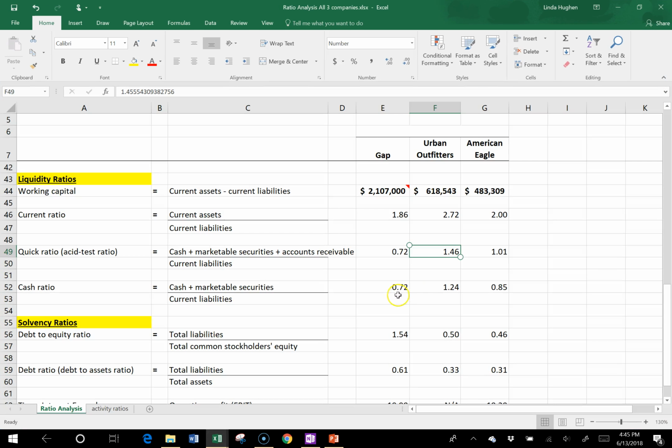And when we look at the cash ratio across the three companies, we see results that are very similar to what we saw with the quick ratio. GAAP has the lowest. This is not necessarily bad, but it's the lowest compared to the other two companies. And Urban Outfitters has the highest or most liquid cash ratio.